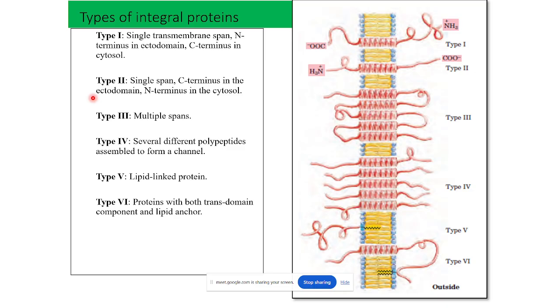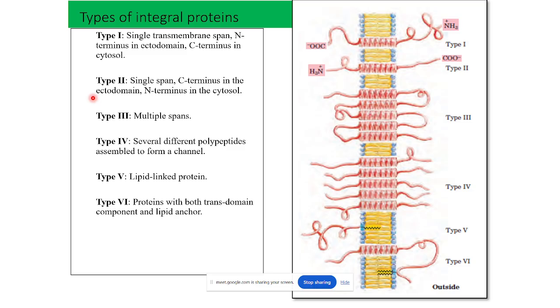Now, like I was telling, integral proteins are very, very important. There are different types of integral proteins, and we need to know them. We also need to know what these proteins look like. So let's go one by one.